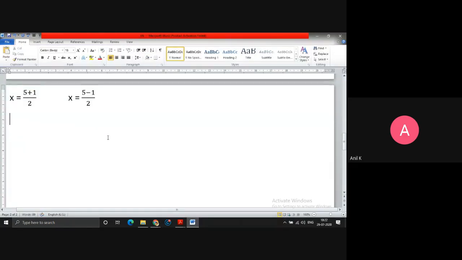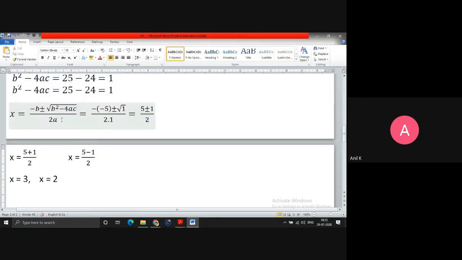Now see here what you get. x equals 5 plus 1 is 6, and 6 upon 2 is 3. The next value you will get is x equals 5 minus 1 is 4, and 4 upon 2 is 2. Okay, so x equals 3 and x equals 2. These are the values of x.